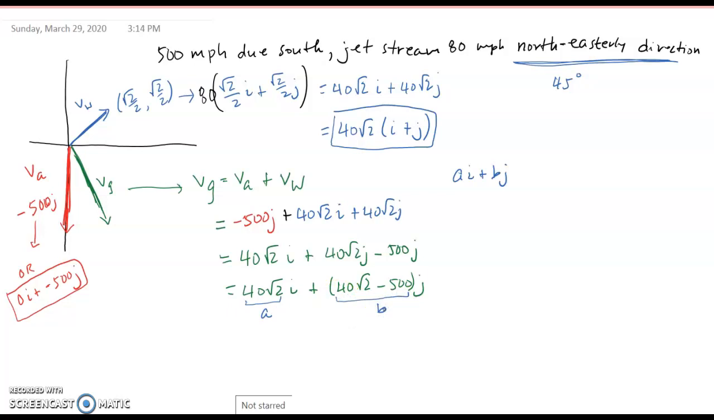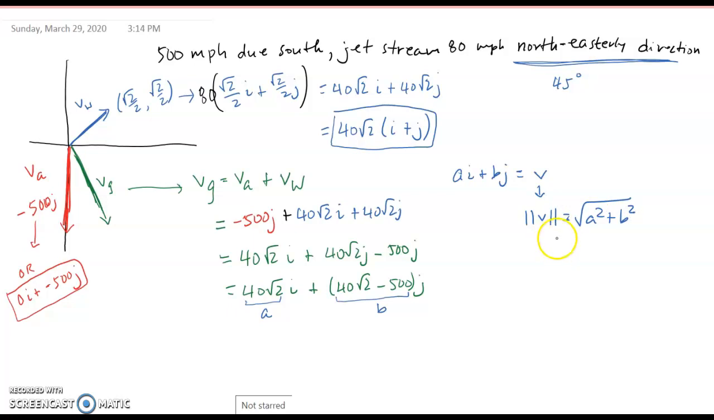Okay, so that's how I'm going to write it here. I want to write it like that because that's going to help me figure out what the actual speed is. Now, over here to the right, let's say that represents some vector. The actual speed is given by the magnitude, which is the square root of a squared plus b squared.